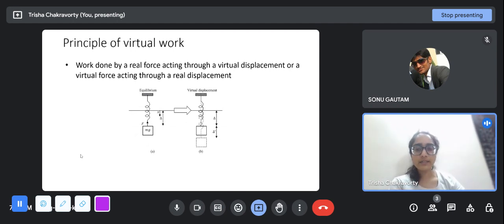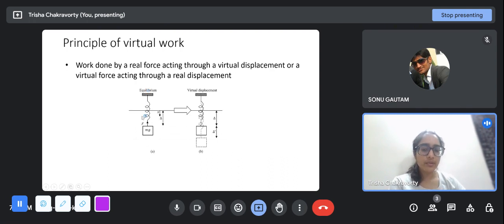Virtual work, why is it called virtual? Work is force into displacement, basically force dot displacement. The term virtual comes because either the force or the displacement has to be virtual. It is the work done by a real force acting through a virtual displacement, or a virtual force acting through a real displacement. For example, this spring mass system is in equilibrium. This delta is a real displacement. This force is real. This mg force acting on the spring in the downward direction is real, and this delta is real. So this is the equilibrium condition.